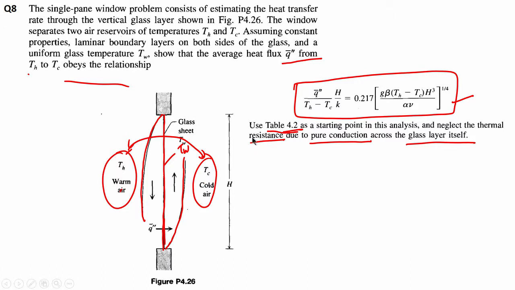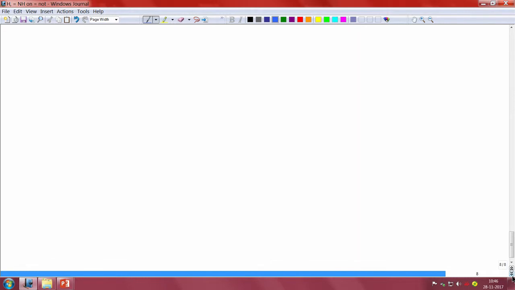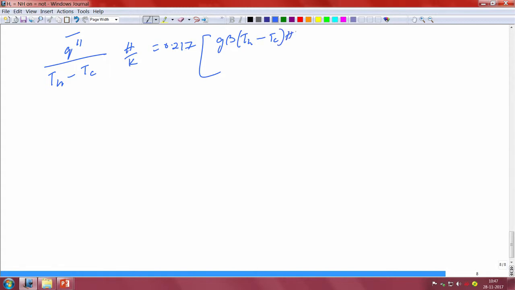Because of this symmetry, you can therefore assume that TW is situated exactly halfway between the two. So, the average heat flux based on q'' bar (TH minus TC) H by k equals 0.217 [g beta (TH minus TC) H cubed divided by gamma alpha] to the power of 1/4.